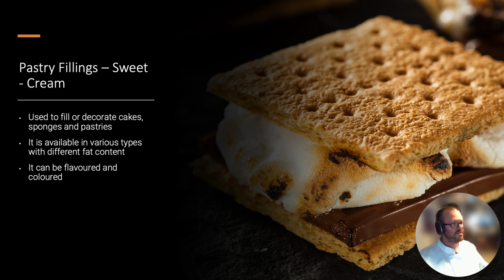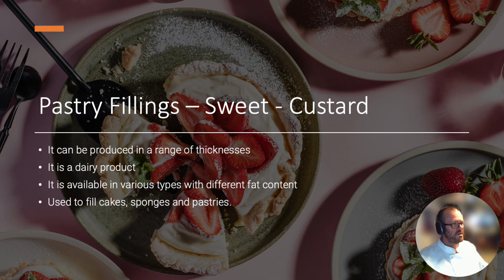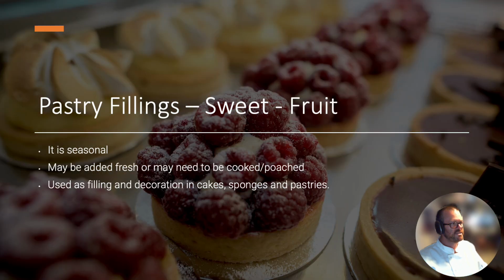They're used to fill or decorate. They're available in various types with different fat content. They can be flavored and colored. If we're talking about custard, it can be produced in a range of thicknesses. It's a dairy product, so we need to consider food hygiene there. It comes in various different fat contents, and it's used to fill cakes, sponges, and pastries.